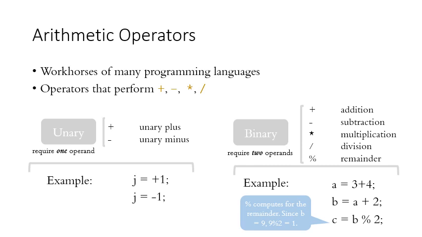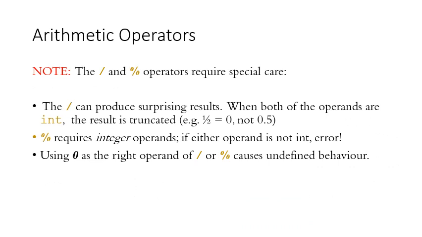So the result will essentially be 4.5, which is a float. Okay, so let's move on. However, there are some things that we have to remember. The division and remainder operators require special care. The division operator can produce surprising results.